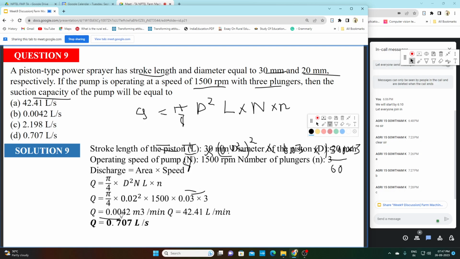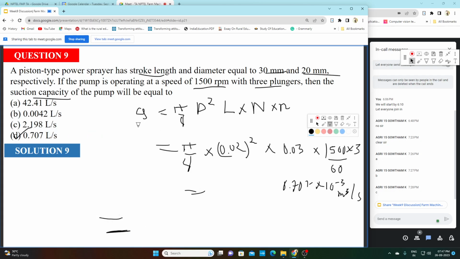Here 60 has not been divided. Yeah, here it has been divided. So your answer will come as 0.707 into 10 raised to the power minus 3 meter cube per second, and 10 raised to the power minus 3 meter cube is 1 liter. So your answer will be 0.707 liter per second. So option D is your correct answer.